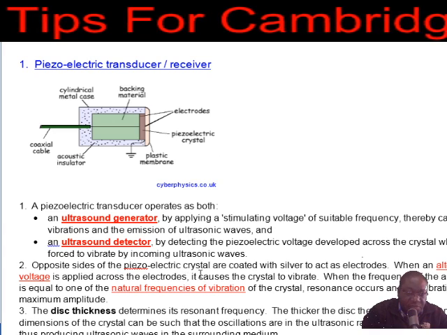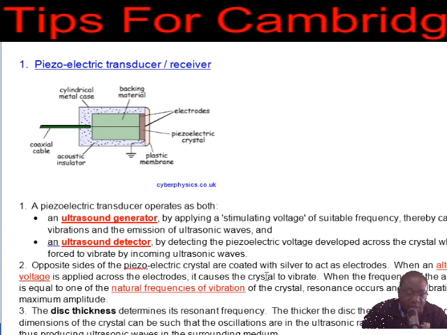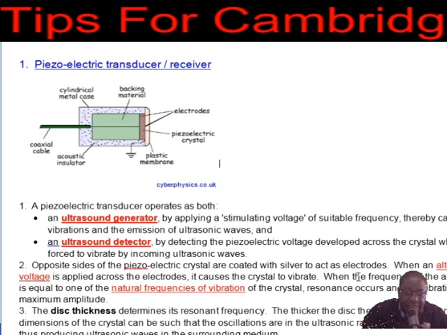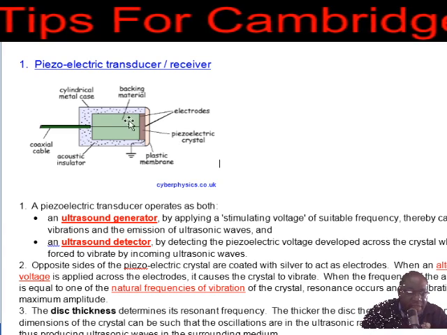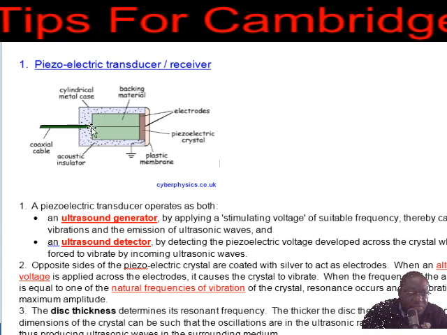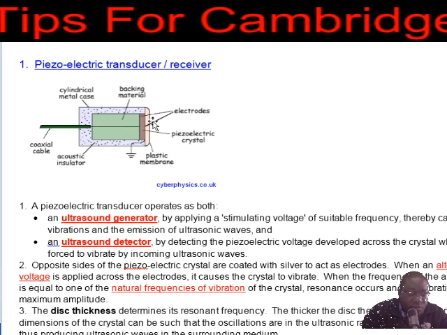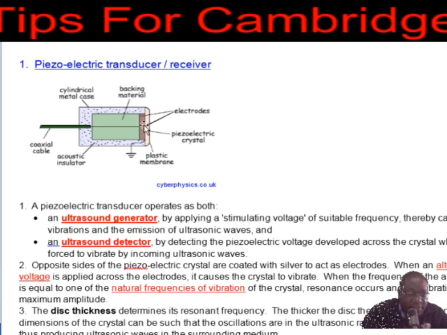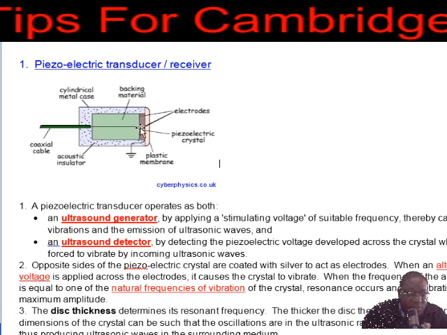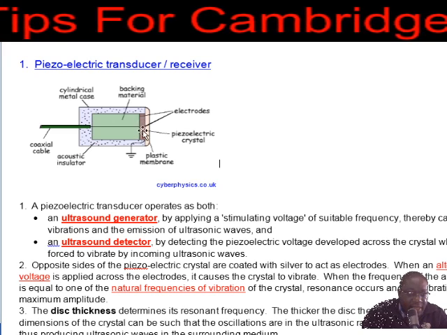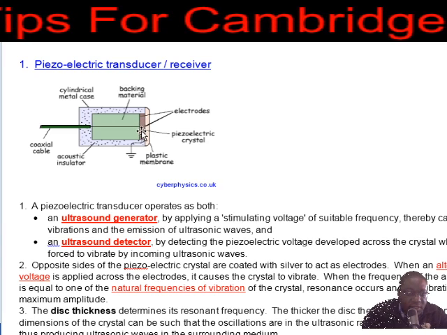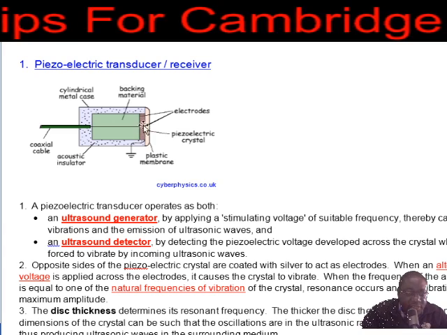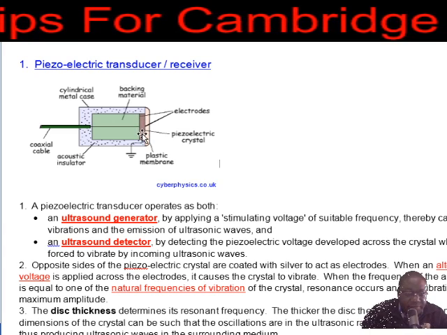Opposite sides of the piezoelectric crystal are coated with silver to act as electrodes. So on the diagram, we have the piezoelectric crystal, which is this one here that you see. So it is coated both sides with silver so that it can act as an electrode. Okay, right there.